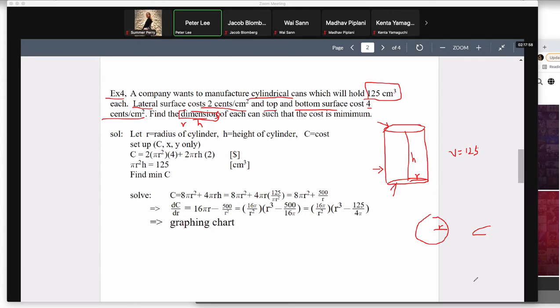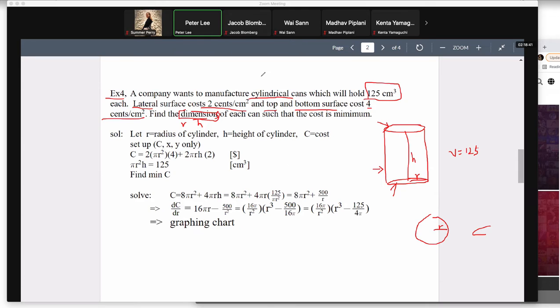So let's say the company gets an order that they must produce cans which can hold 125 centimeter cube. But let's say the requesting company does not specify how the can should be shaped. And so the manufacturing company now can decide what kind of can they want to make, a tall, skinny can, or a short, wide can? Well, they want to make a can which will minimize the cost. So that's what the question is.